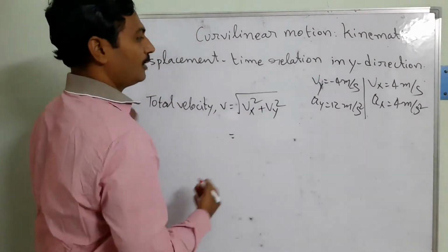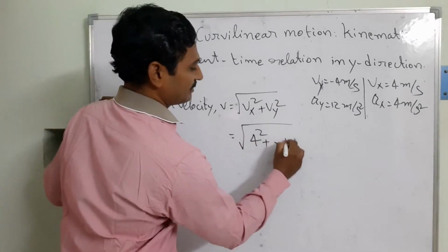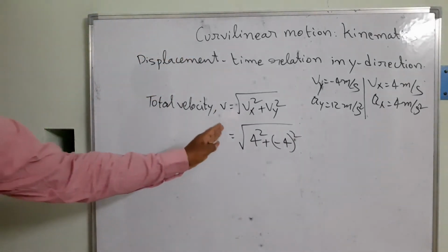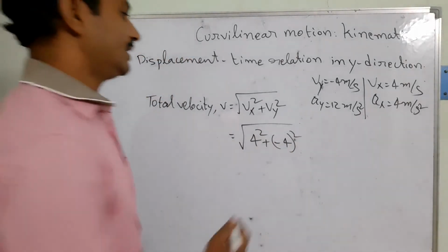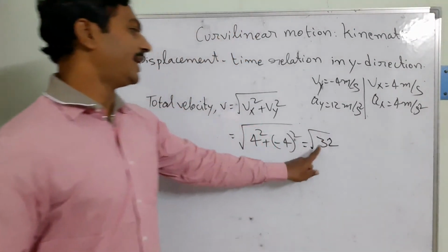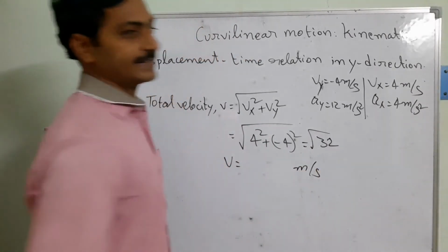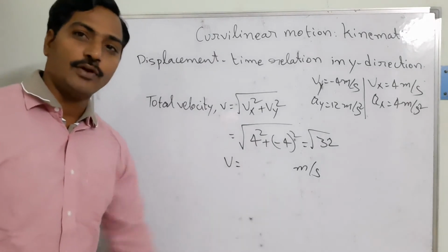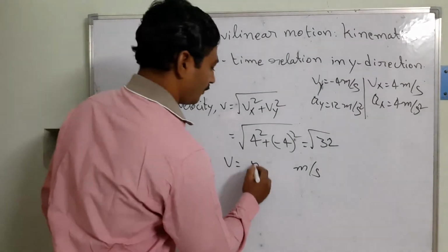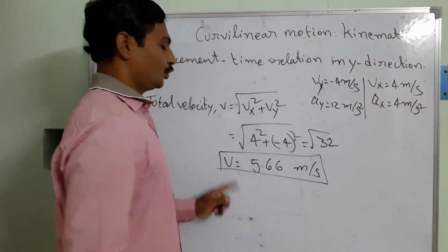So then I am going to be substituting in this one. That's going to be the square root of 4 squared plus (-4) whole squared. And here we are going to be getting 4 squared means 16, 16 plus 16, that is equal to the square root of 32. So if I simplify this equation, V is equal to, I am going to be getting it in meters per second. So then what's the value we are going to be getting here? That value is equal to 5.66 meters per second. This is your total velocity.